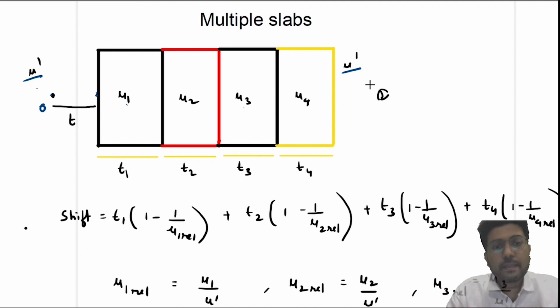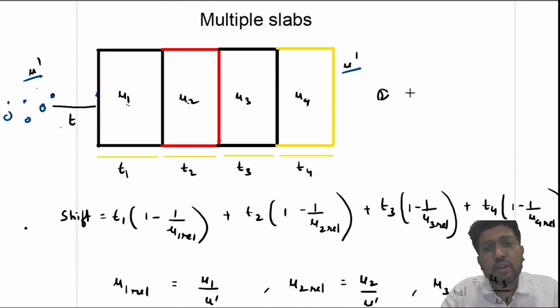Okay. So you will say mu1 relative is mu1 by mu dash, mu2 relative will be mu2 by mu dash, mu3 relative will be mu3 by mu dash, mu4 relative will be mu4 by mu dash. Again the shift will be independent of the position of the object. It can be here, it can be here, it can be here. Similarly it is independent of the position of the observer, that means it can be here, it can be here.